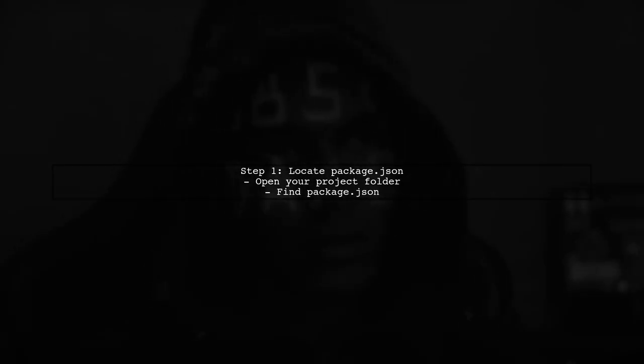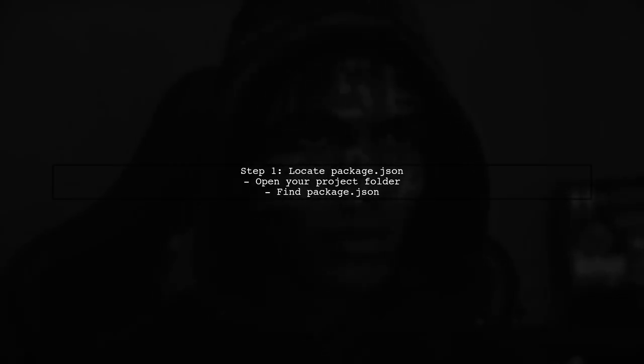Now, let's get started. To increase the maximum memory limit for your Electron app built with Electron Builder, we need to modify the build configuration. Let's start by locating your package.json file.